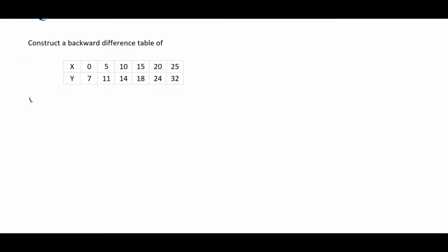So this is x value. Then second y value. In case of backward difference table, you can use the notation del. So that is del of y. Second backward difference is del square y. Third backward difference is del cube y. Fourth backward difference is del raised to 4y. And fifth backward difference is del raised to 5y. So then write down the x values.